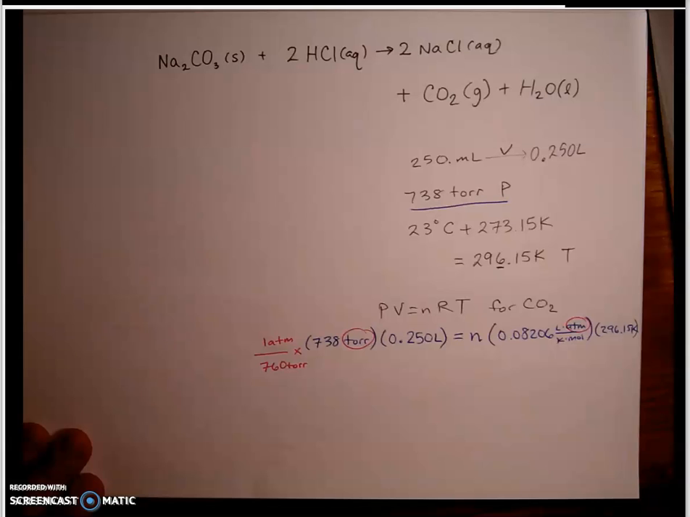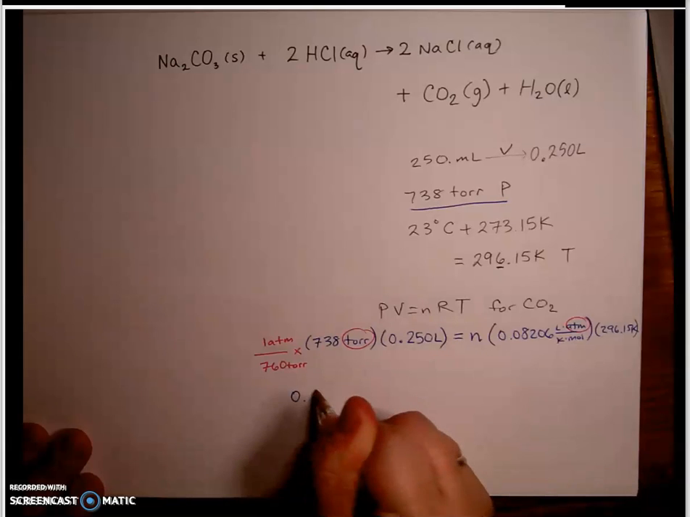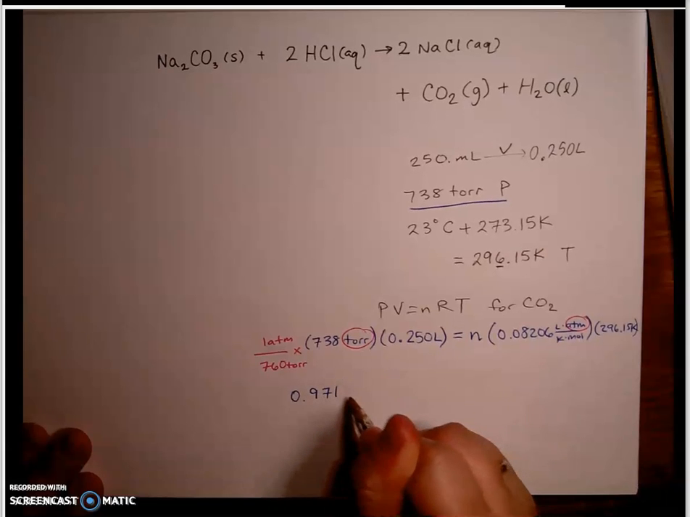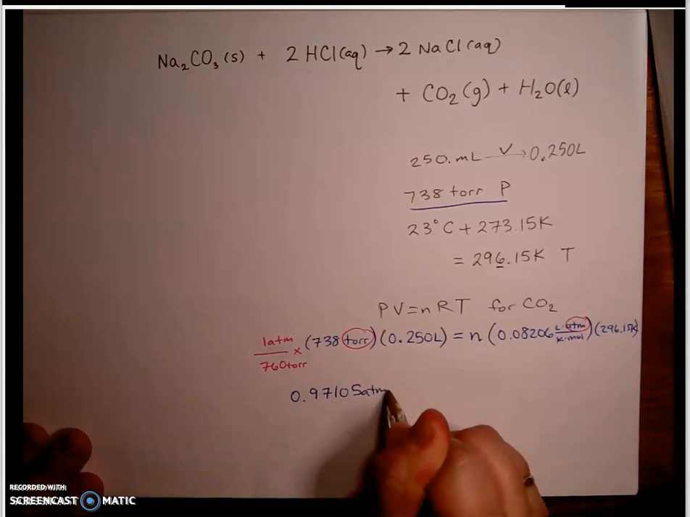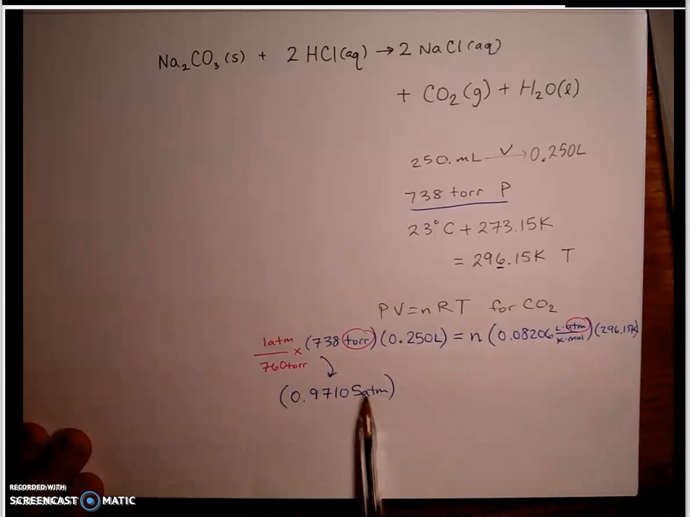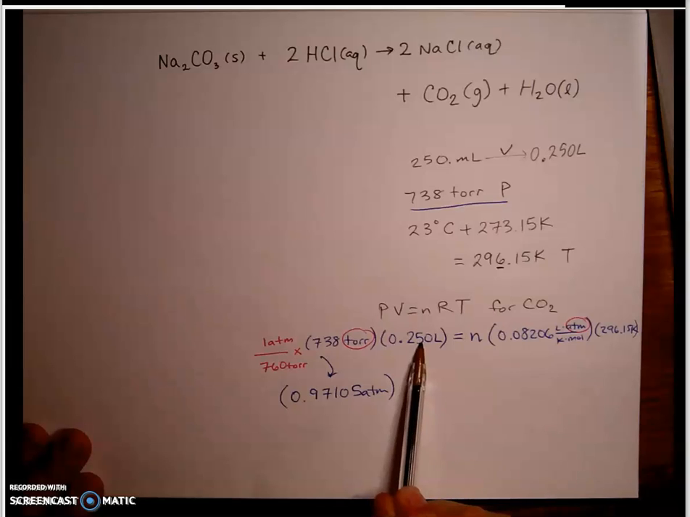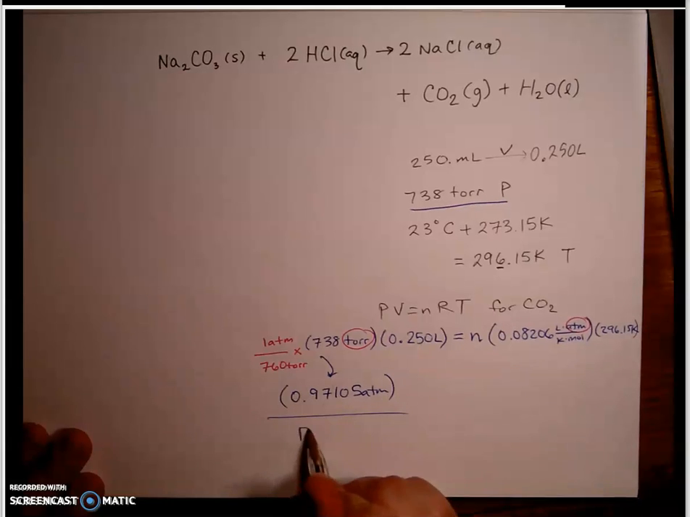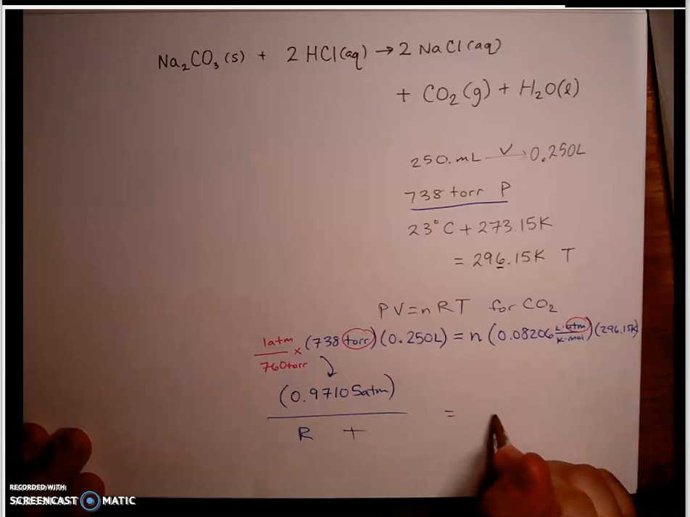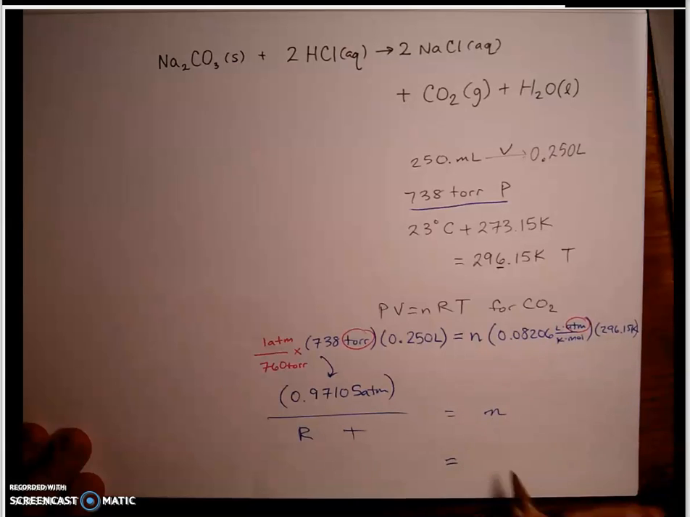So let's get that new pressure, or I guess convert it. It's not new, it's the same pressure, just in different units. It's 0.971 atmospheres. I kept some extra digits so I didn't get round off error. Multiply that by volume, 0.250 liters, and then divide by R and T to isolate n on the right side.